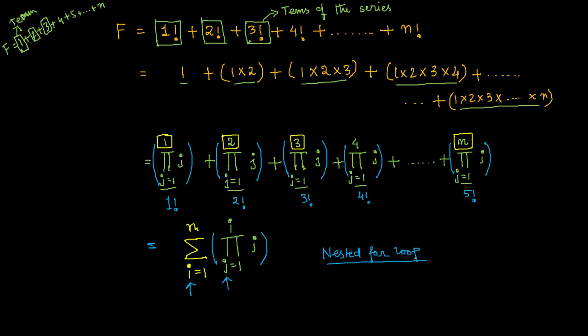So before we understand what nested for loop is, let's solve it one by one. For example, this 1 into 2 into 3 into 4, how you can do this? If a simple problem is given to you, that you have to solve a series f equal to 1 into 2 into 3 into 4 into 5, that's all. How you can solve this problem?